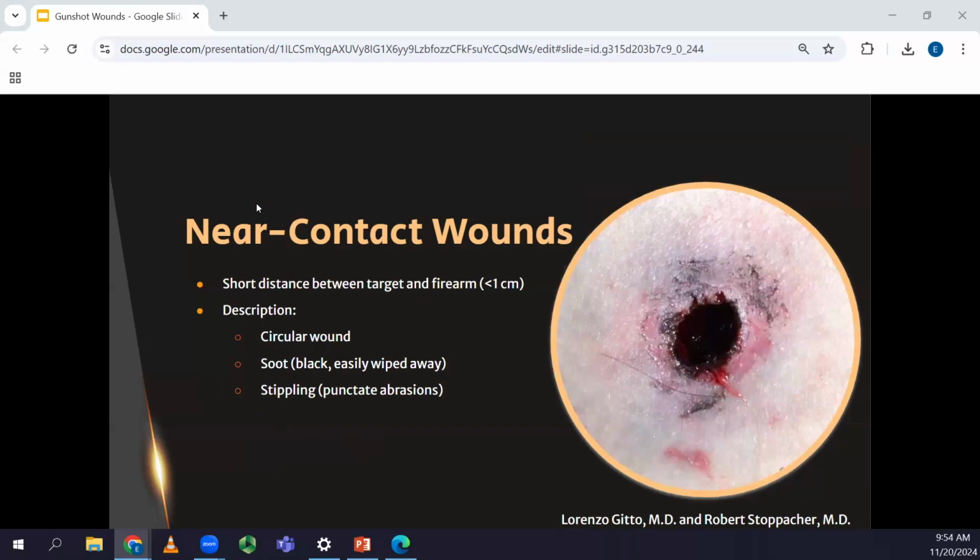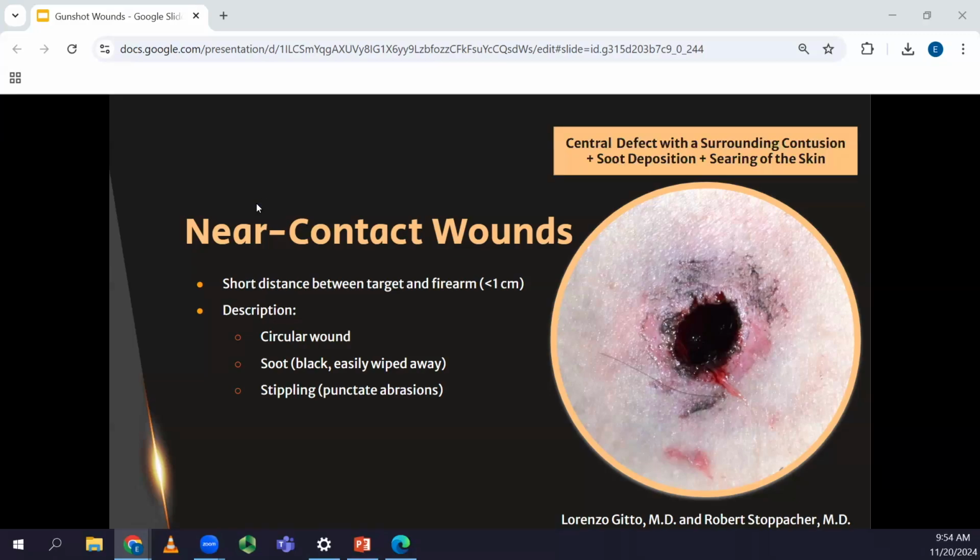Okay, how about this one? How would you describe the defect in the center? Okay, so oval, irregular edges. Okay, and what's on the outside? Right, so central defect with surrounding contusion, because you're seeing a little bit of contusion here. I don't know if you guys are seeing this redness here on the outside. And then soot deposition and searing of the skin. And I hope you guys know what I mean by searing. Like, does it look like the edges are sort of burnt from the flames? That's what I mean by searing.